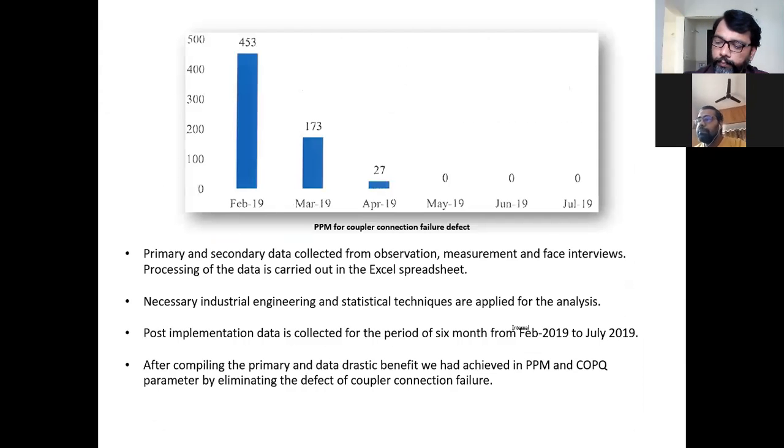And this is the PPM. Here the target of reducing PPM to 0 we have achieved in the July month. When we started in February it was 453, now it is 0. So we achieved our target here.